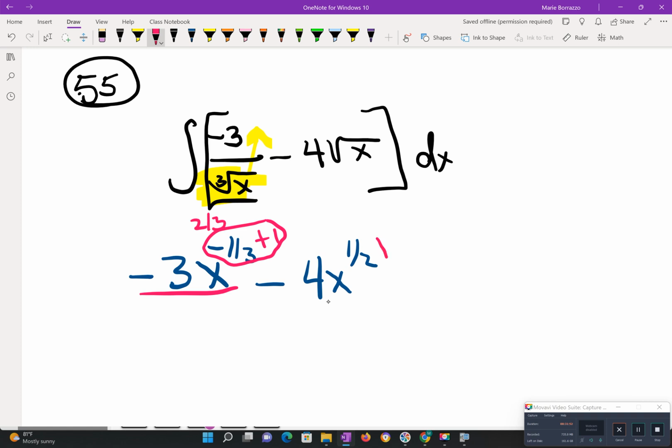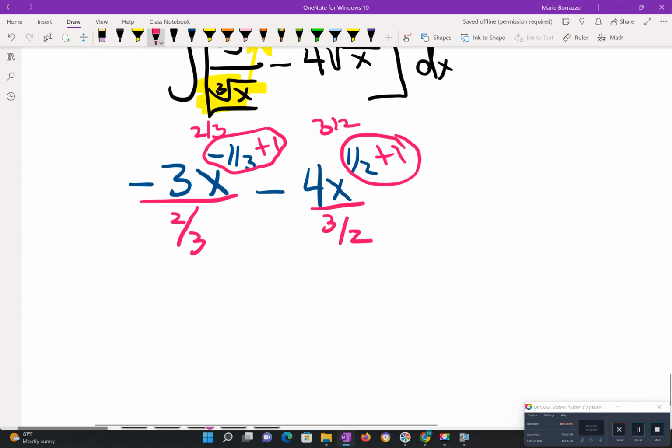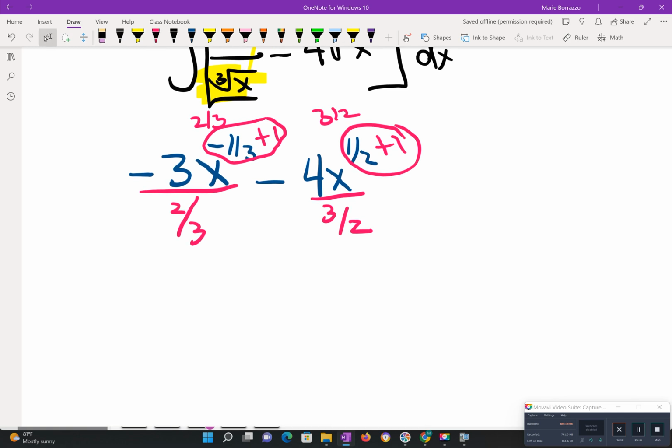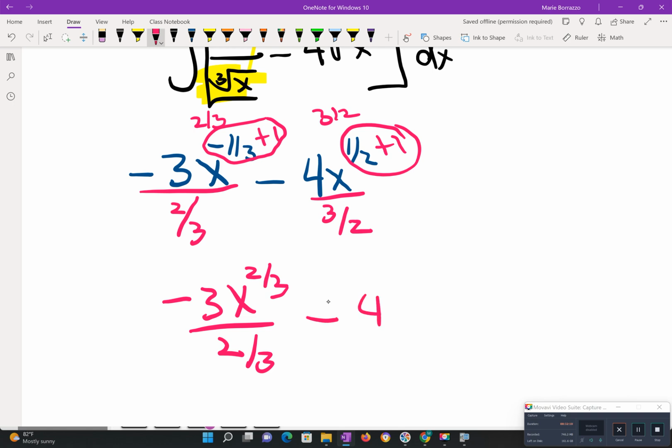Adding 1 again, this becomes 3 over 2. And just remember, this is 2 over 3 in the denominator, and this is 3 over 2 in the denominator as well. So we have, to simplify it, negative 3x to the 2/3 over 2/3 and minus 4x to the 3 over 2 over 3 over 2.